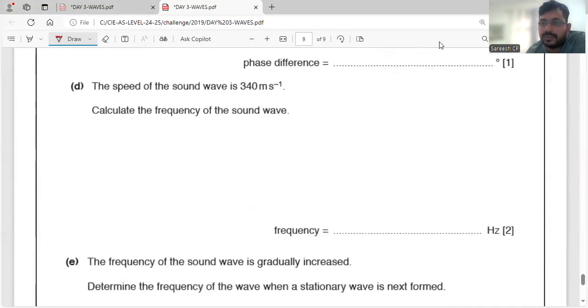Just a second, let me confirm it. So the vertical, they say, is along the length of the tube, along the axis of the tube. So it should be that way itself.